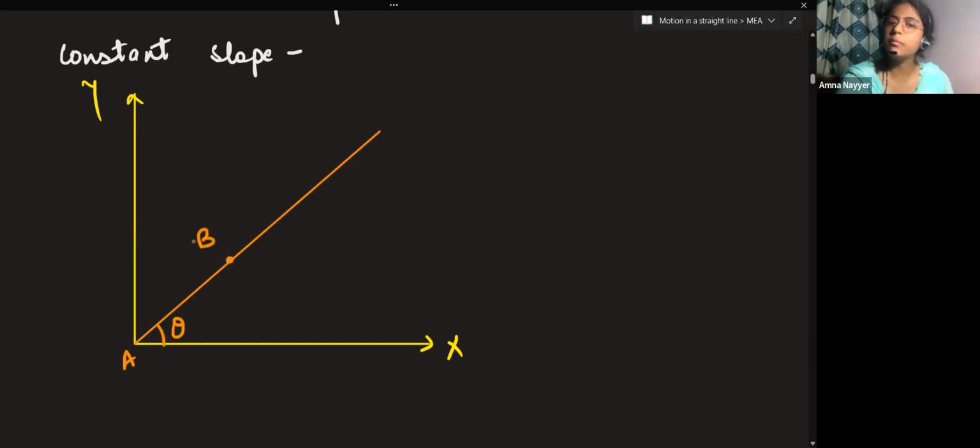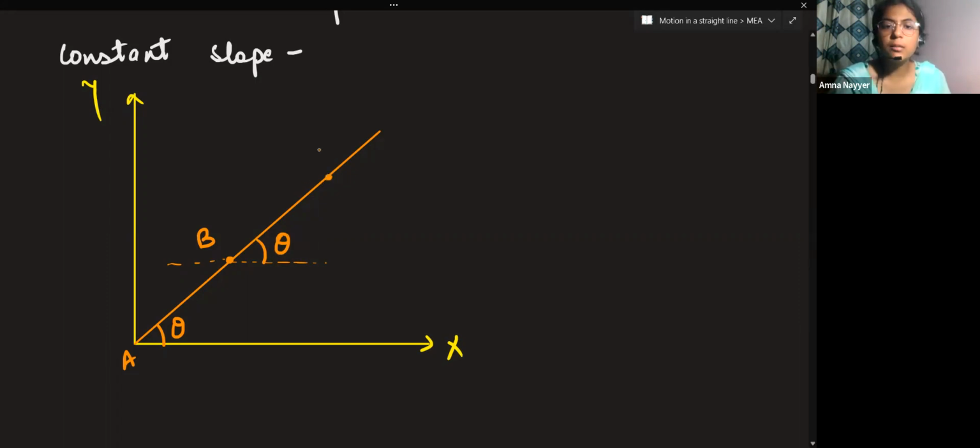I have chosen point B. This is the angle over here. This is also theta. Are you able to see? Because this is acting as a transversal. So these angles are acting as what? These angles both are equal.